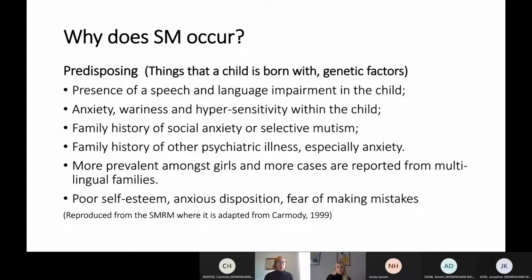It's more prevalent with girls, and more cases tend to be from multilingual families. It's more common in families who are, especially, first generation immigrant families as well. And again, generally with that kind of predisposition, children who have generally poor self-esteem, who are anxious, and who have a real fear of making mistakes or taking risks.